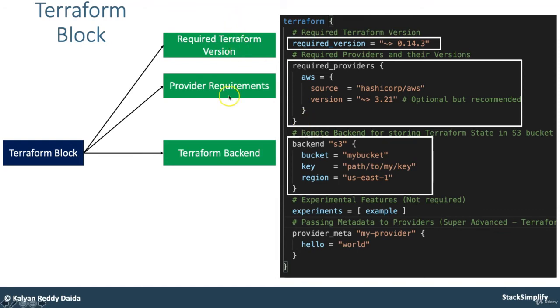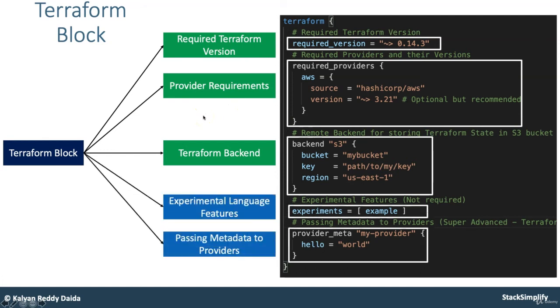With that said, these three are the important things, and the remaining two shown here, experimental language features and passing metadata to providers, are advanced features. The experimental feature is not required for us, and passing metadata to providers is something Terraform itself calls super advanced, so you really don't need to worry about it as of today. Our core interest in the Terraform block is going to be the required Terraform version, provider requirements, and then the Terraform backend.